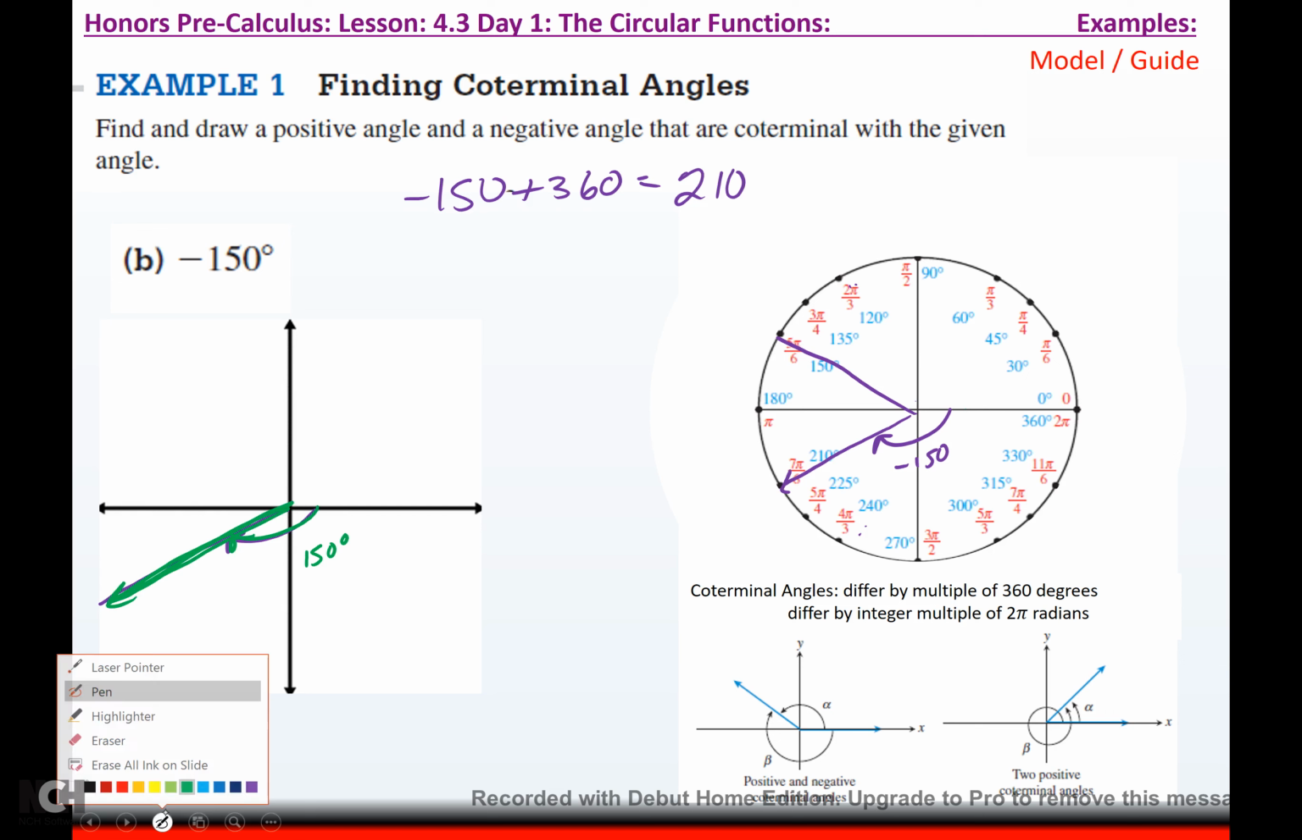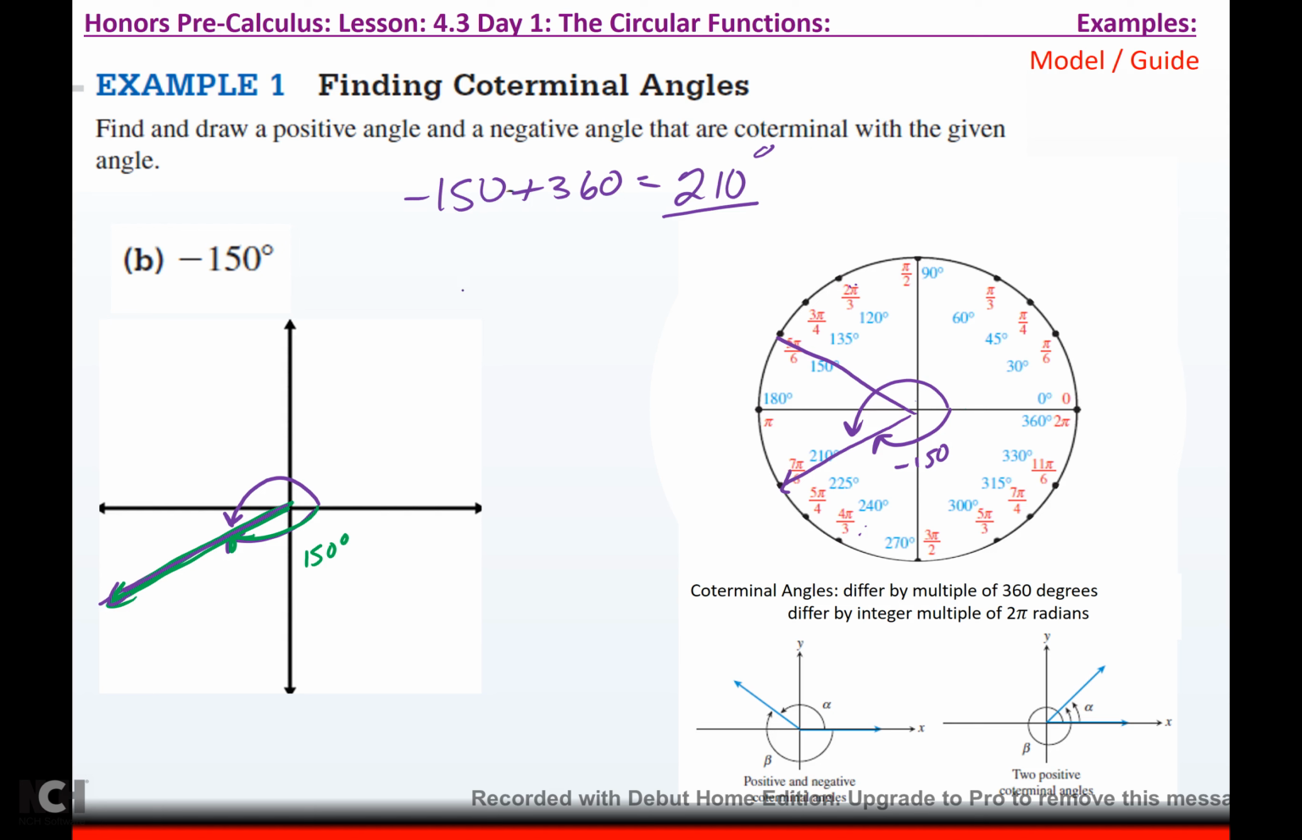Okay, so now to do my positive coterminal angle, it's 210 degrees, which you could see would be just like this. So it's the same angle, my arrow is going to be different. When I draw it in purple, there's my 210 degrees. And then to get my negative coterminal angle, I take negative 150 and I subtract 360. And that gives me negative 510.